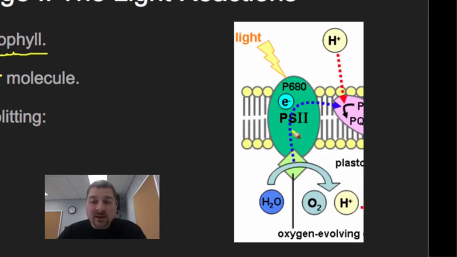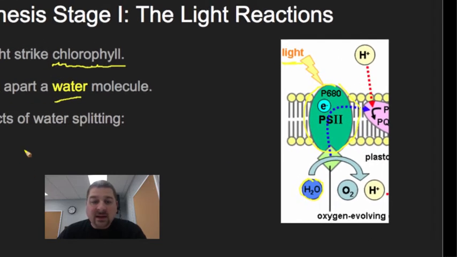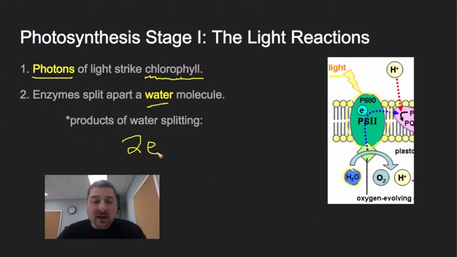So if you look over here, notice this P680, what we call photosystem 2, which is green because that's chlorophyll, is going to help absorb light energy. Up here you've got the light coming in, looks like a little lightning bolt. And there's an enzyme that's going to split a molecule of H2O, a molecule of water. When that molecule is cracked apart, it's going to give off two high energy electrons, and it's going to give off two hydrogen ions.